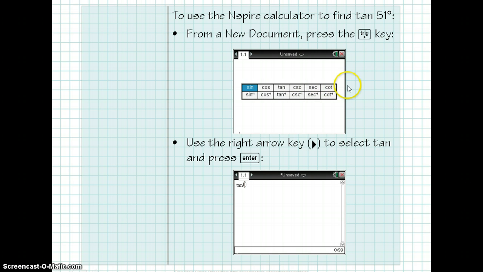Don't worry about these three columns on the right-hand side. You'll use those when you get to pre-calc. You don't use them right now. All we care about are these six little things right here. So if we're doing tangent, we want to arrow down and select TAN and press enter, and that gives us this thing here with some parentheses.